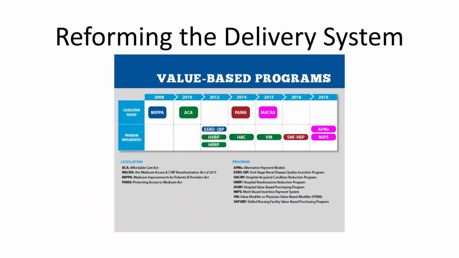Another cost containment provision of the ACA is reforming the healthcare delivery system. Reformation of the healthcare delivery system includes establishing regulations for the development and financing of accountable care organizations and developing new approaches to payment and delivery systems through the Center for Medicare and Medicaid Innovation. This slide shows the legislation and the programs that have been put into place over time to control the cost of care.